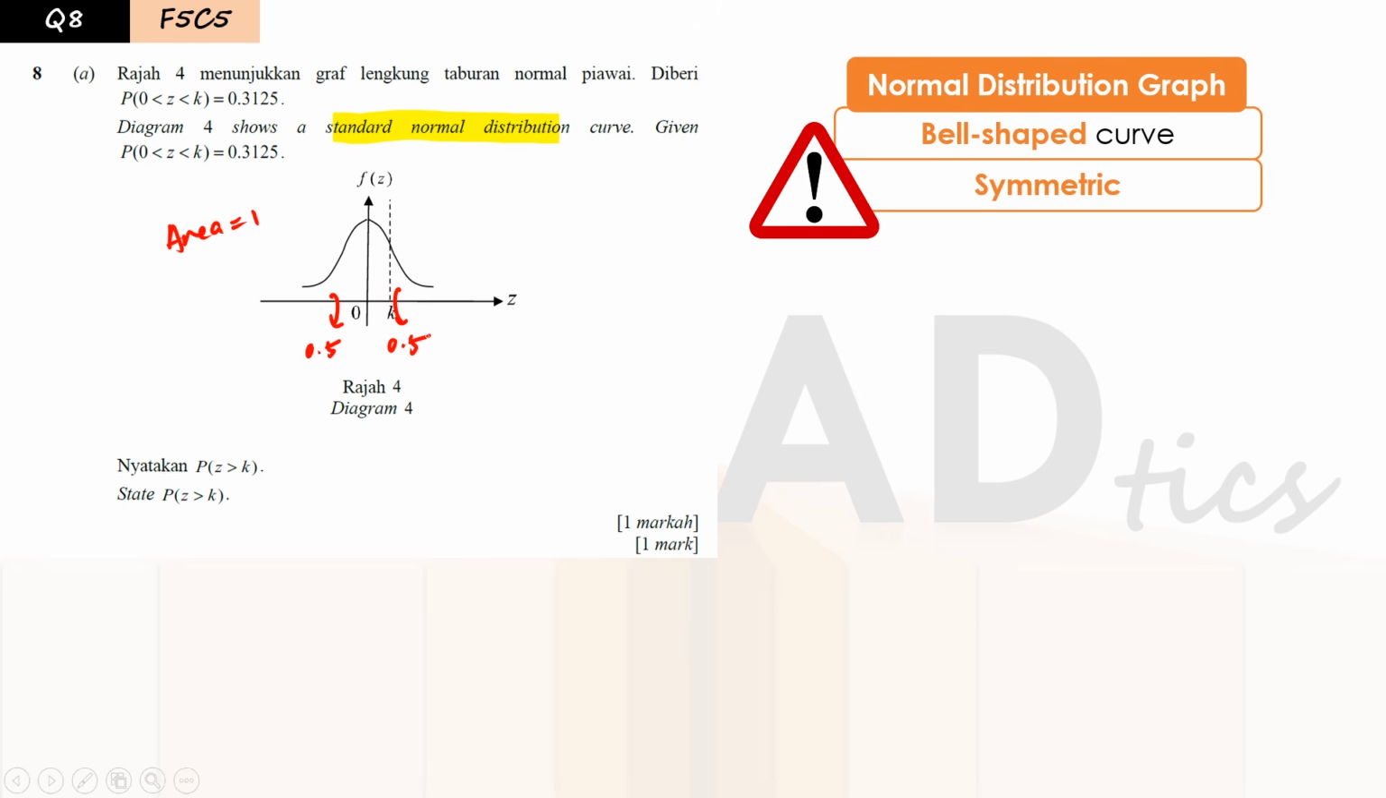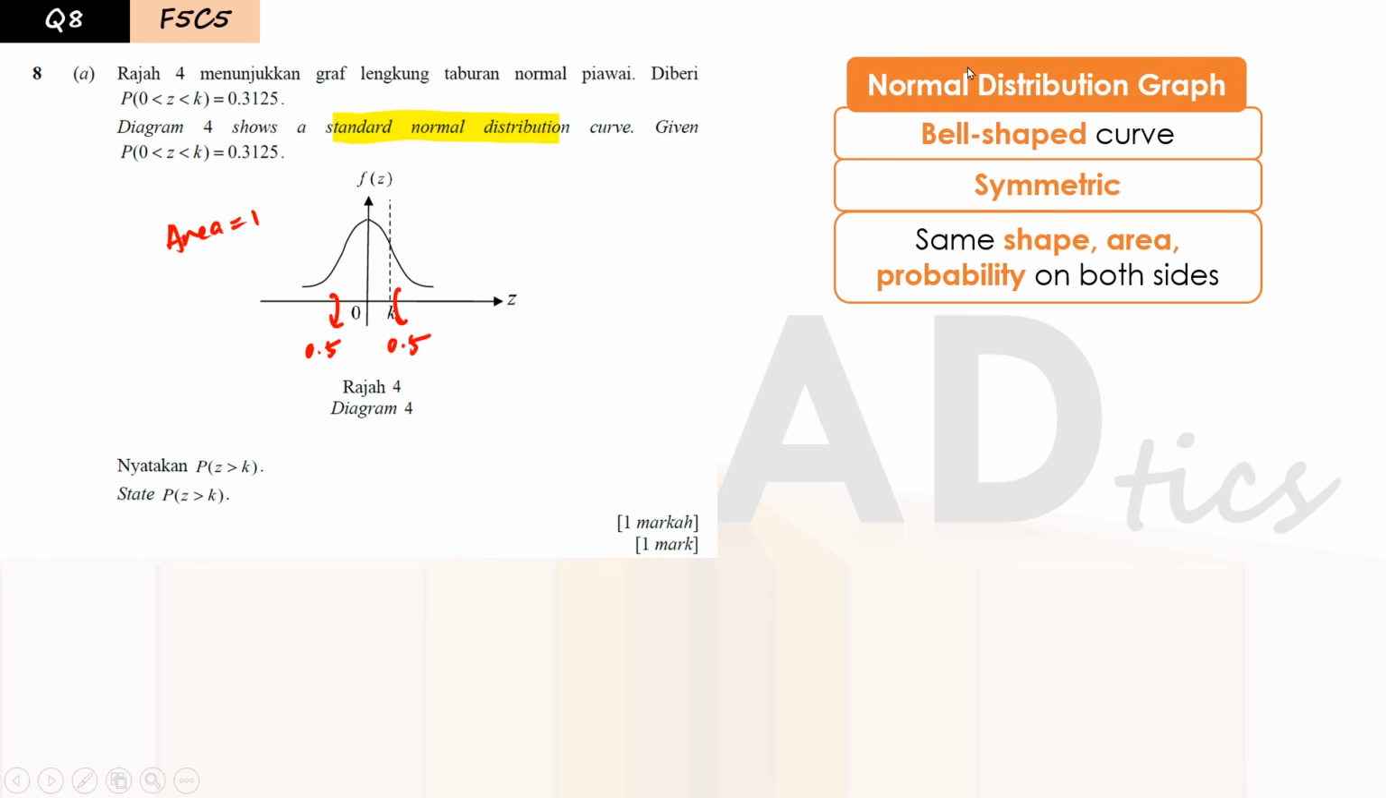Since the areas are the same, and this curve helps us to find the probability, the probability will be the same as well for the left side and right side of the curve. So this is another characteristic: since it has the same shape, it has the same area, meaning it has the same probability for both sides. These are the properties of a normal distribution graph or curve.